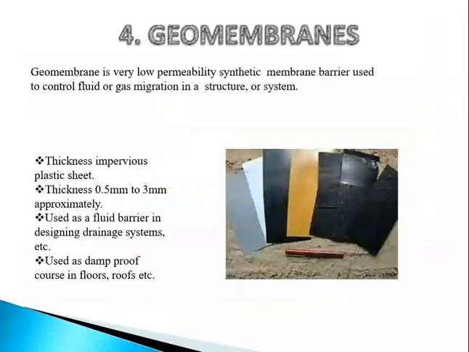Next one is geomembranes. A geomembrane is a very low permeability synthetic membrane barrier used to control fluid or gas migration in a structure or system. You can see the impervious plastic sheet in the image. Thickness is approximately 0.5 mm to 3 mm. It is used as a fluid barrier in designing drainage systems, etc., and as a damp-proof course in floors, roofs, etc.